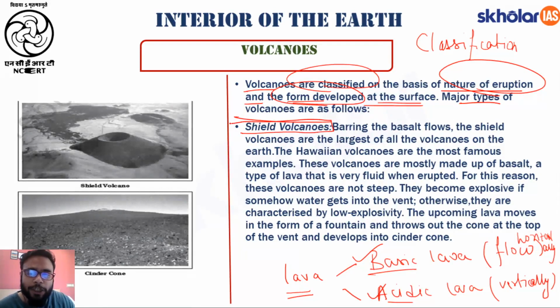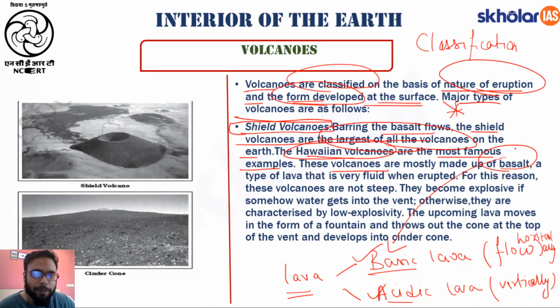Fine. So bearing the basalt flows, the shield volcanoes are the largest of all the volcanoes, very, very important on the earth. For example, the Hawaiian volcanoes are the most famous examples. And these volcanoes are mostly made up of basalt or your basic lava. Very, very important. Your basalt is an example of your basic lava. Therefore, this type of lava is very fluidic in nature.